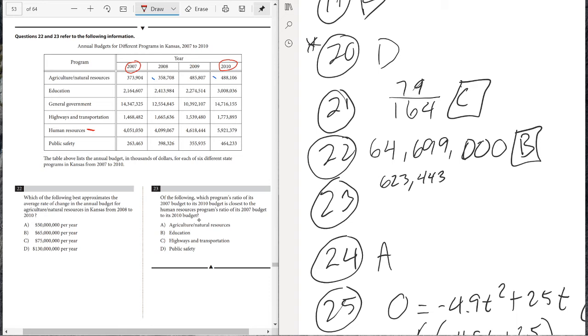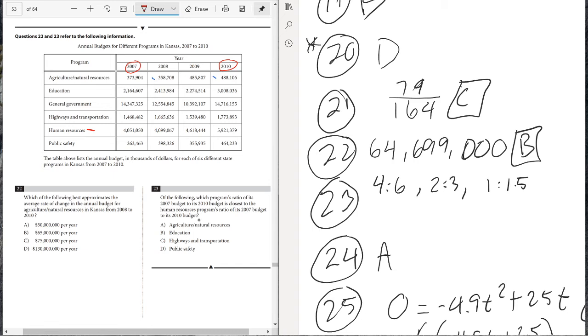So actually, the ratio closest to the program ratio of its 2007 budget to its 2010 budget. Oh, so ratio. I'm finding the slope. I don't need to find slope, I need to find ratio. So it's a ratio of 4 million to 6 million in 3 years, which is about 2 to 3. It's a 2 to 3 ratio. So I'm looking for a 2 to 3 ratio roughly. Okay, so let's see if I can get something similar to that. Or that could also be a 1 to 1.5 ratio if I wanted to write it like that. That could also work.